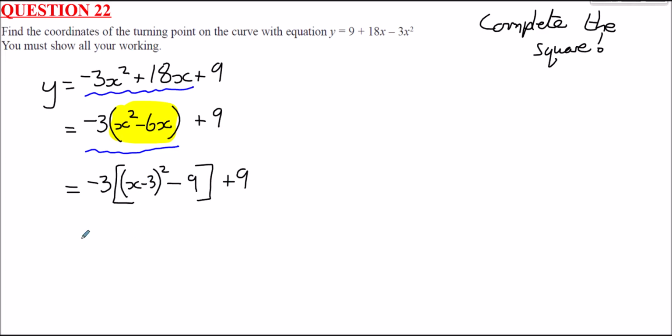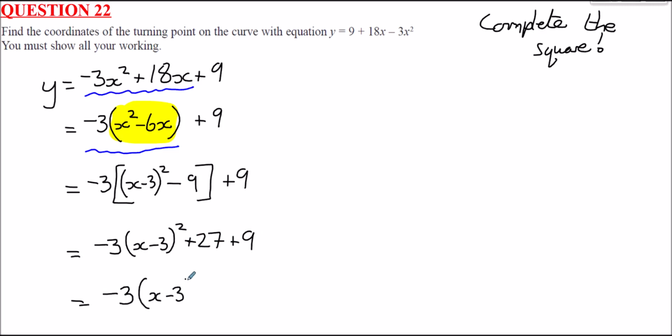Now we can re-expand out. So now we can times it out again. So minus 3 lots of that. Minus 3 times minus 9 is plus 27. Also got that plus 9 as well. Finally, we've got minus 3 brackets x minus 3 all squared. And 27 plus 9 is 36.